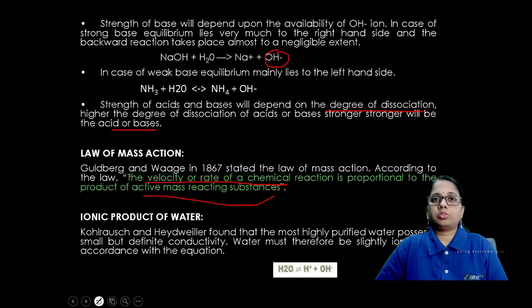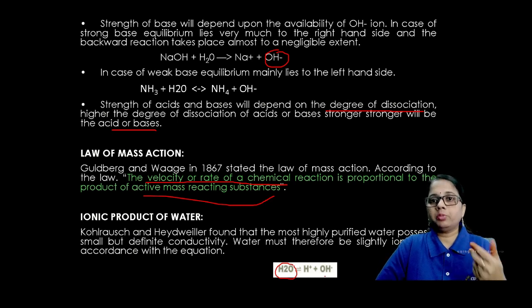So what are those? If you take the water molecule, it is going to dissociate into H plus and OH minus ions. So the velocity of the rate of this reaction is going to be a product, that is H plus into OH minus. Already we have seen in the previous slide how we are going to define the ionic product of the water, Kw, Ka, like that.